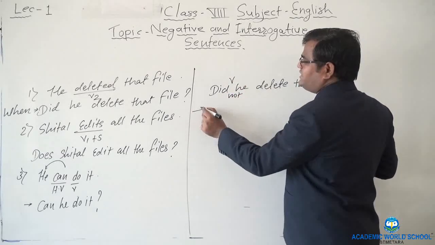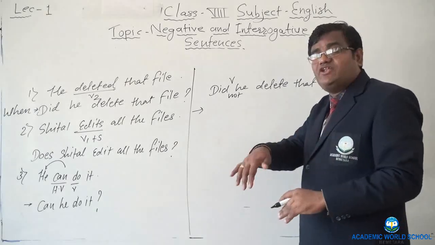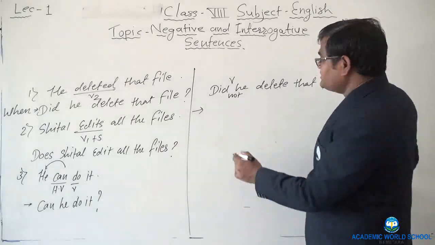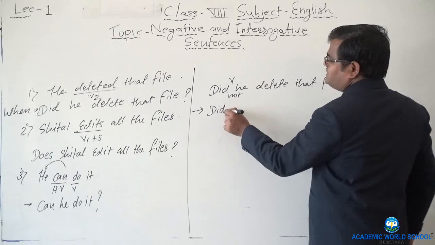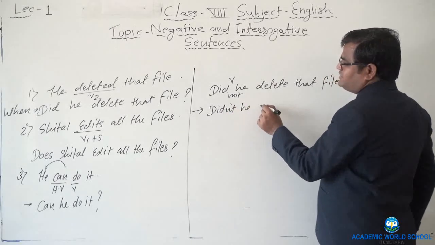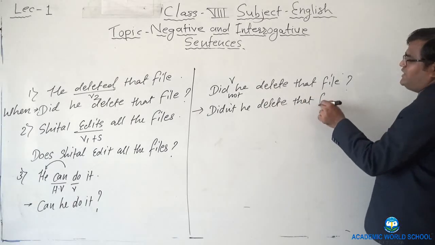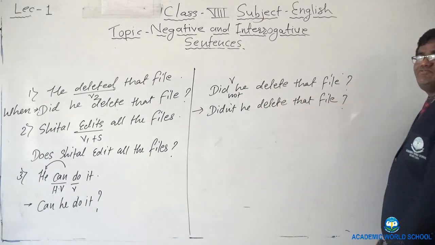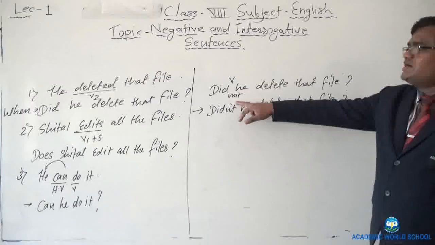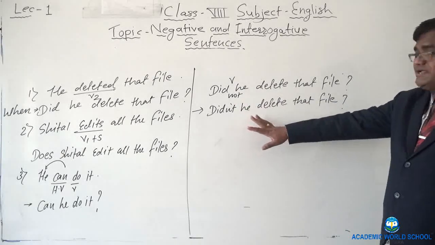So the question will be here. Interrogative come negative means negative sort of questions. So here I can make: Didn't he delete? Same. Everything will be the same. Didn't he delete that file? This is the one way. Where did I add "not"? After "did", in the beginning only.